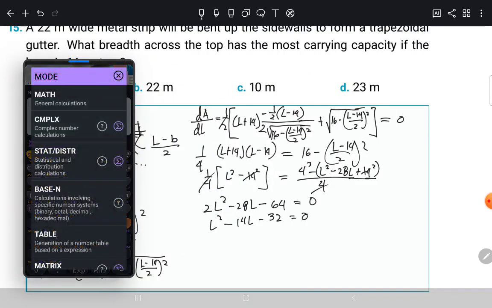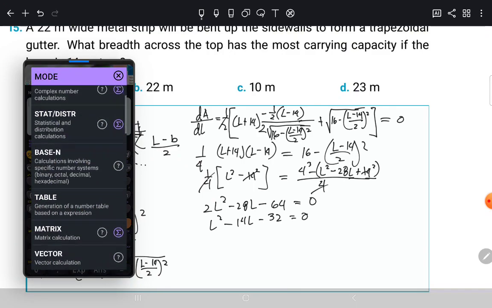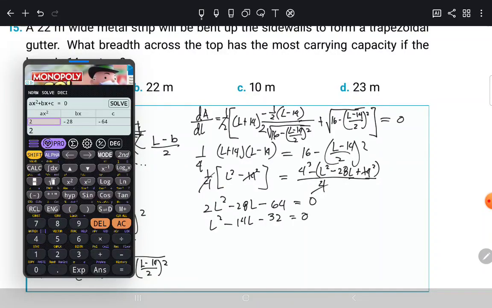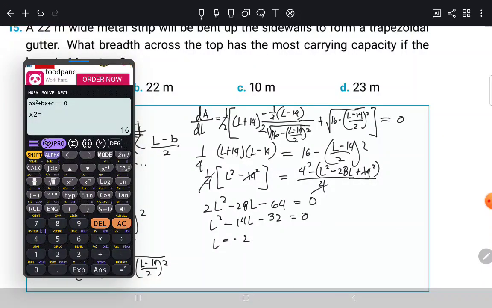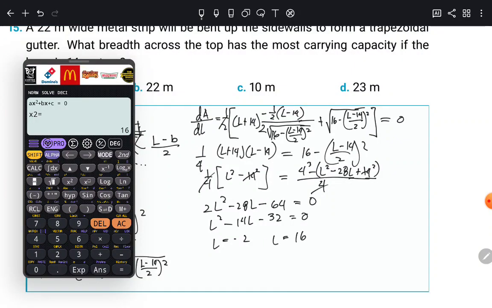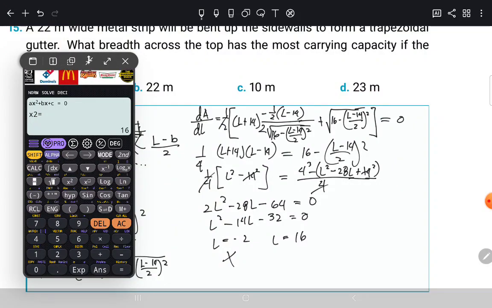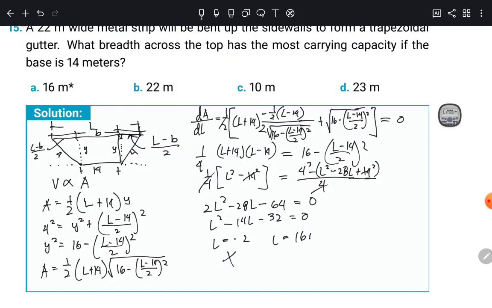We can actually use the calculator to solve this. And how do we do that? You go to mode, then look at equation, the quadratic equation here. You put 1, then negative 14, then negative 32. Then press equals. Then we have two values: L equals negative 2, and the other one is L equals 16. We cannot use the negative 2 because it's negative. We can only use L equals 16, and that is 16 meters. And that's the answer, L equals 16 meters.